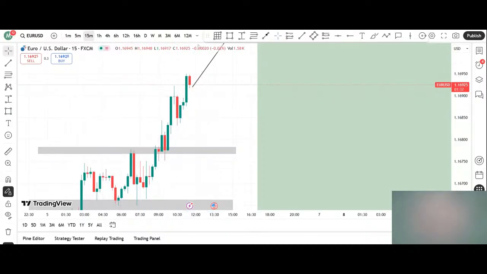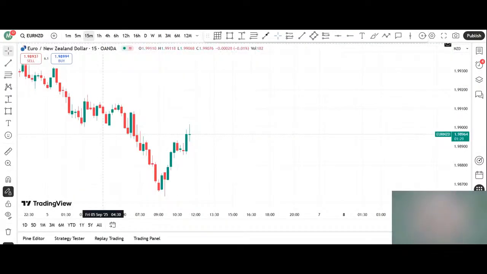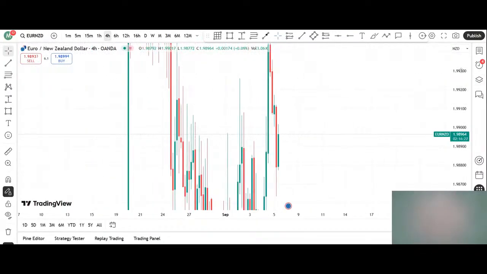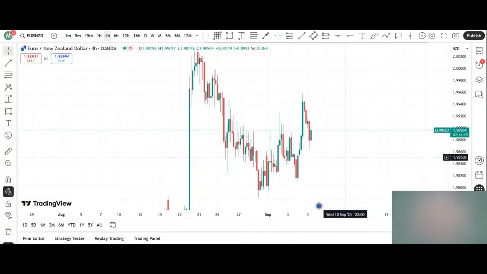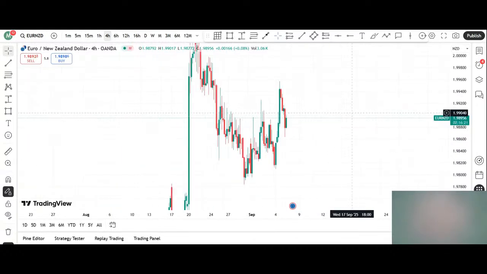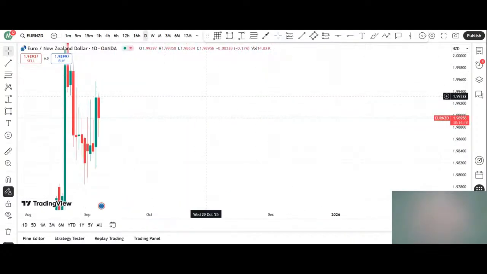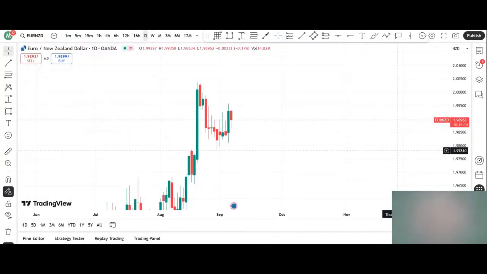What do you want to have a look at, bud? Euro NZD. Yeah, good shout. Euro NZD. Oh, nice. So like, let's have a look. Okay. It is nice. It's not easy to mark though. Not easy to mark up at all.